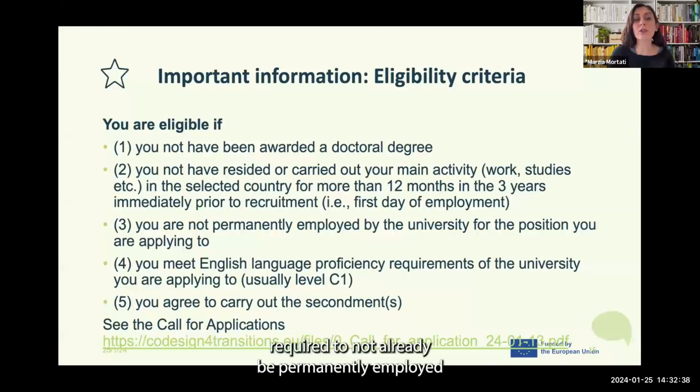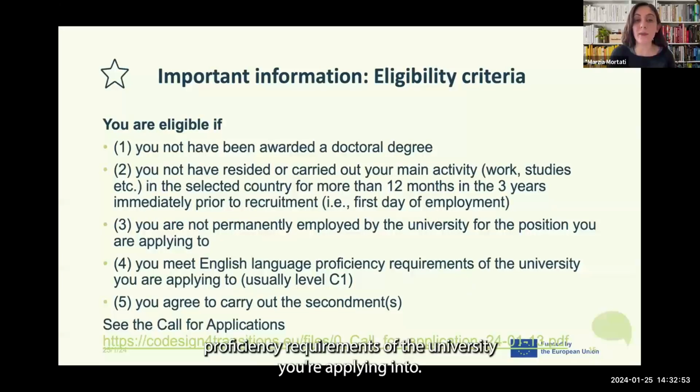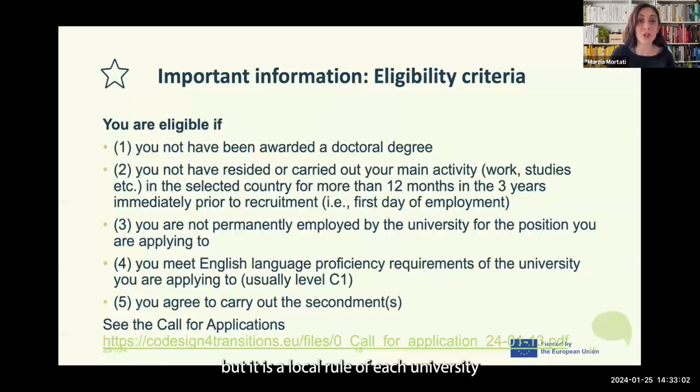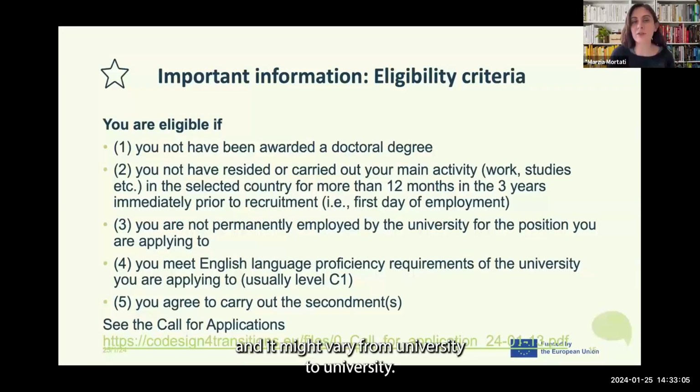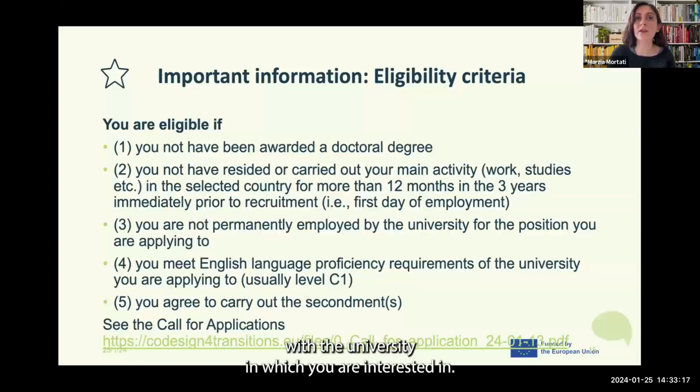You also are required not to already be permanently employed by the university to which you are applying. So you should not already be working there. And also you should meet the English language proficiency requirements of the university you're applying to. This is not a general rule of the network, but it is a local rule of each university, and it might vary from university to university. So in this specific case of the English proficiency level, I really advise those of you interested to check this specific rule with the university in which you're interested.